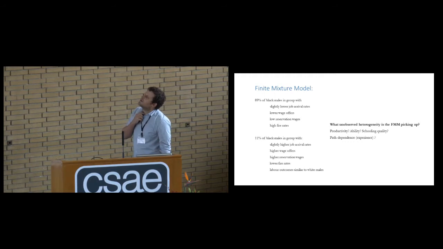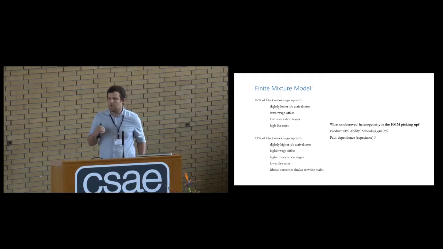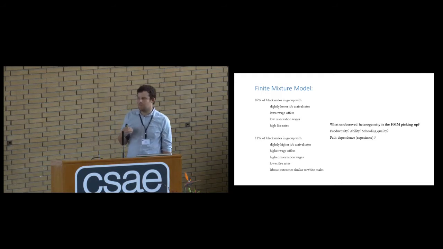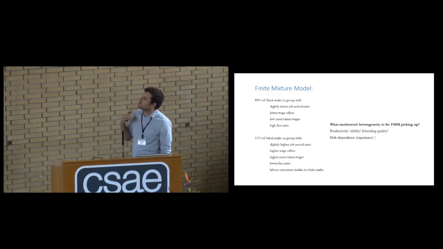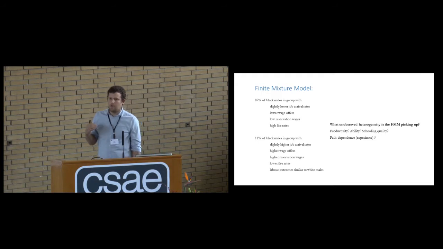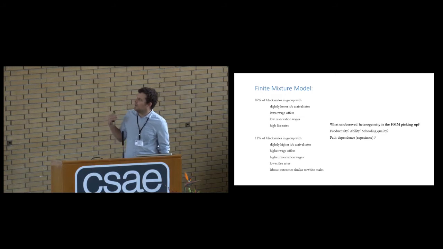So the question that we couldn't solve with QLFS is now, it seems like there's a more desired group and less desired group, but we don't know what unobservable attributes might be driving these groupings. It could be that one group is more productive, more able, had a wealthier household when growing up, more connections. It could also be a path dependency, where once you find a job, you get experience and you stay in the labor market while other people don't.